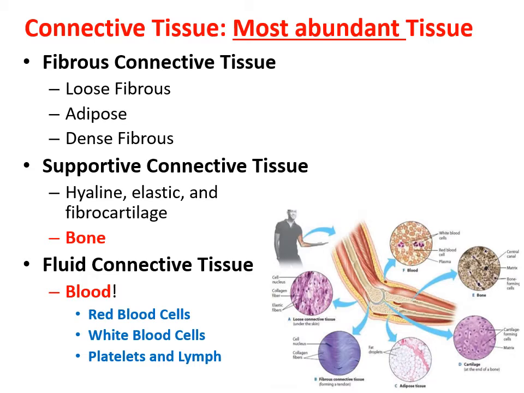Then we move on to the connective tissues. And the connective tissues are the most abundant tissue. So you may want to circle, star, highlight, because you notice that's in red and bold and underline. So it may come up again.